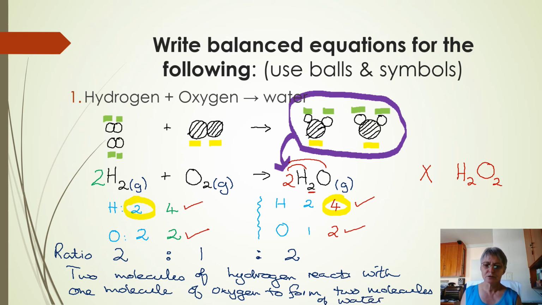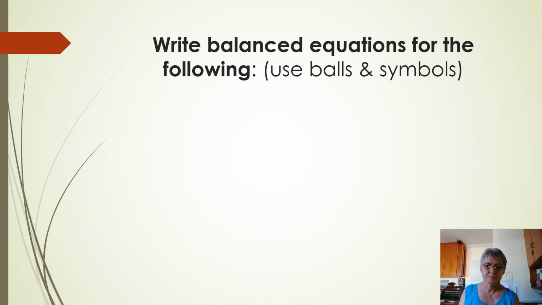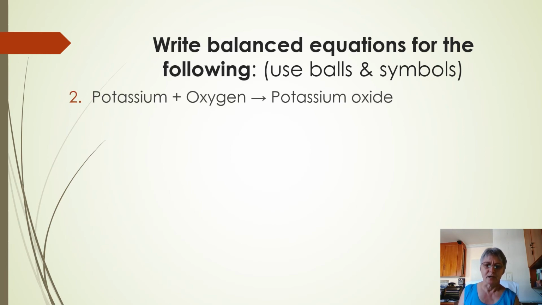And if you use the method I showed you in a previous video to calculate the mass of the reactants and the mass of the products, you would see that matter is conserved during the reaction. The next reaction we will look at is potassium reacting with oxygen to make potassium oxide.